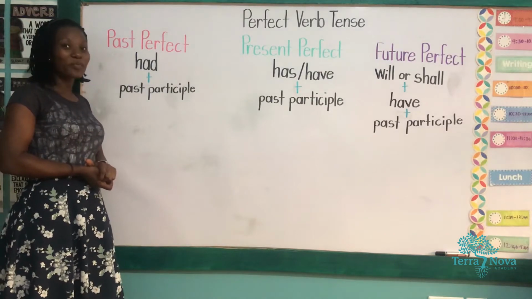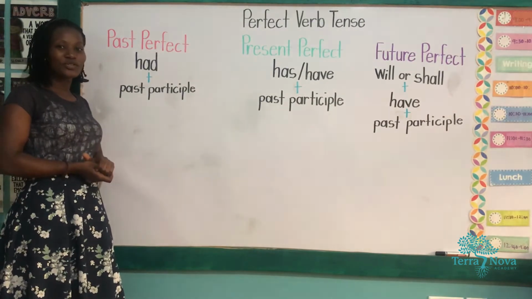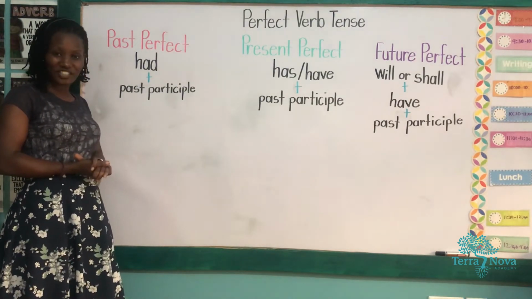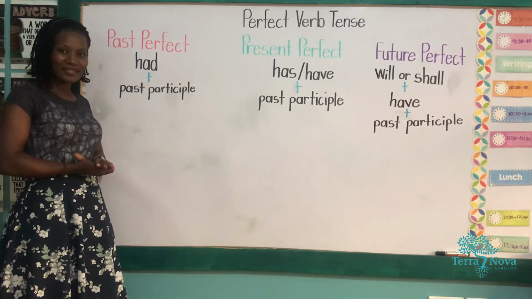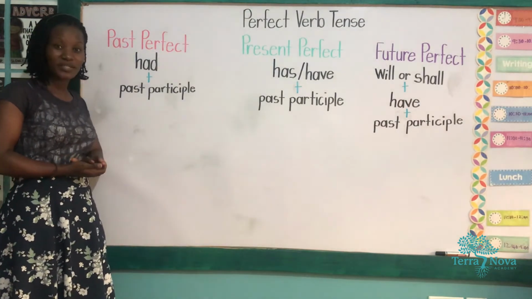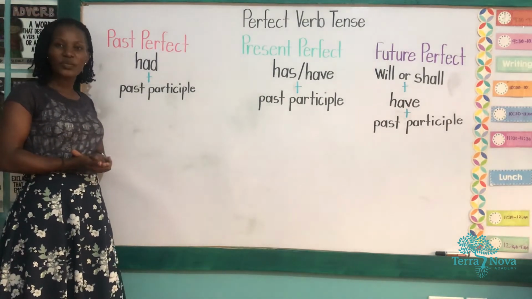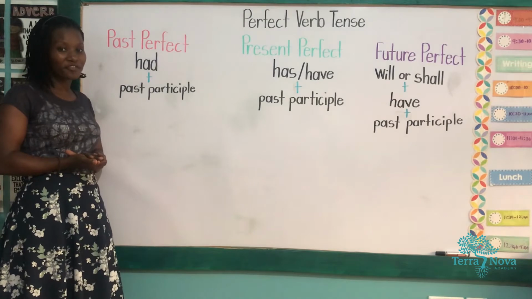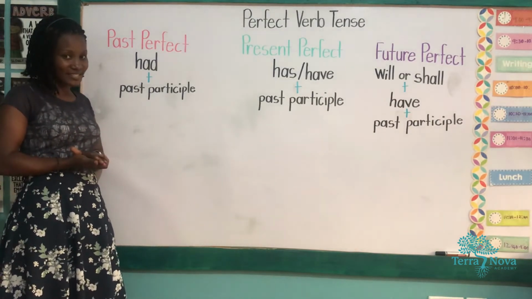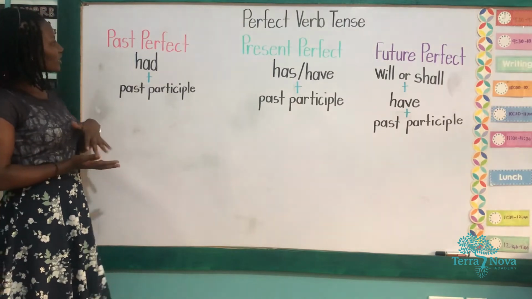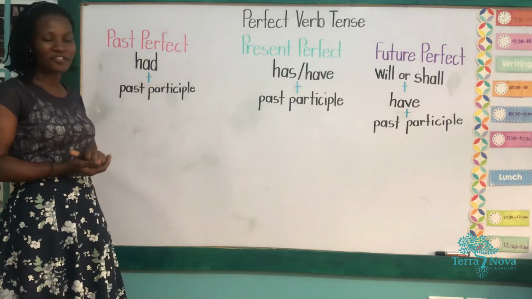What is a perfect form? A perfect form is a condition used to talk about a completed action. It usually uses words like have, has, plus a past participle. What is a participle? A participle is a word formed from a verb and it is usually used as an adjective in a sentence. So today we are going to look at past perfect, present perfect, and future perfect.